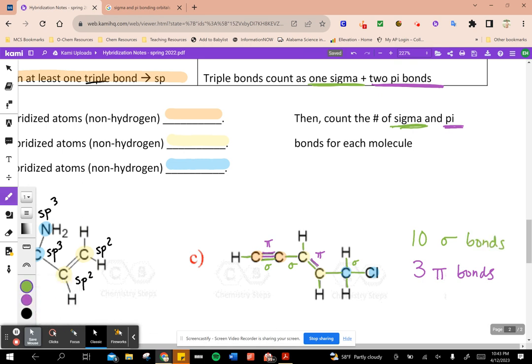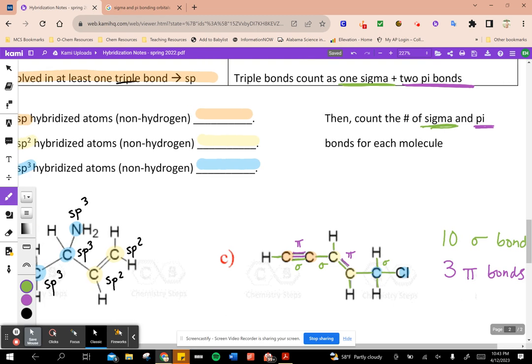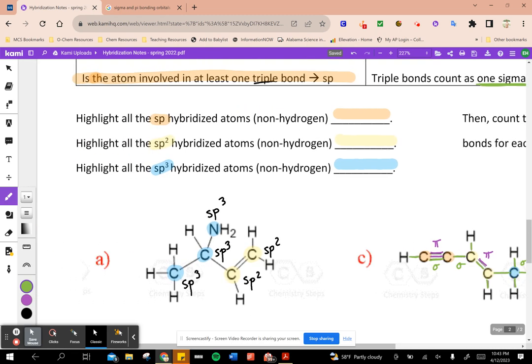All right. I can also go back and do that for our first molecule, molecule A. So mark your sigma bonds first, which is if it's a single bond, that's the whole thing. If it's a double or triple bond, it's only 1 part. Now, here's where you have to be a little bit careful.